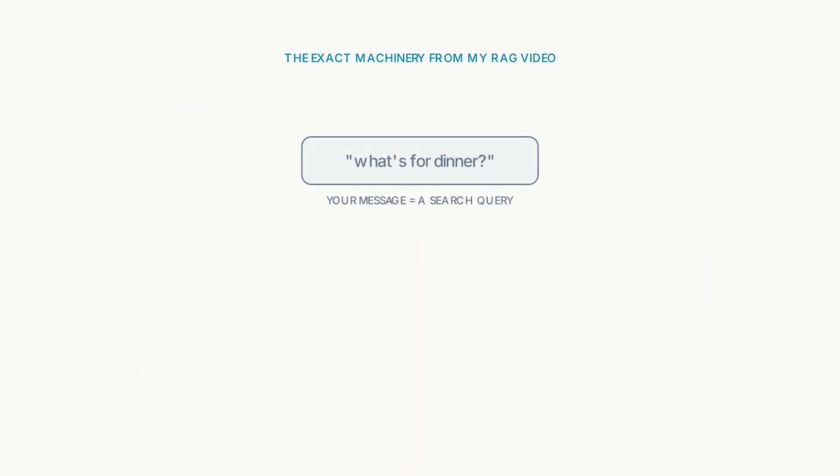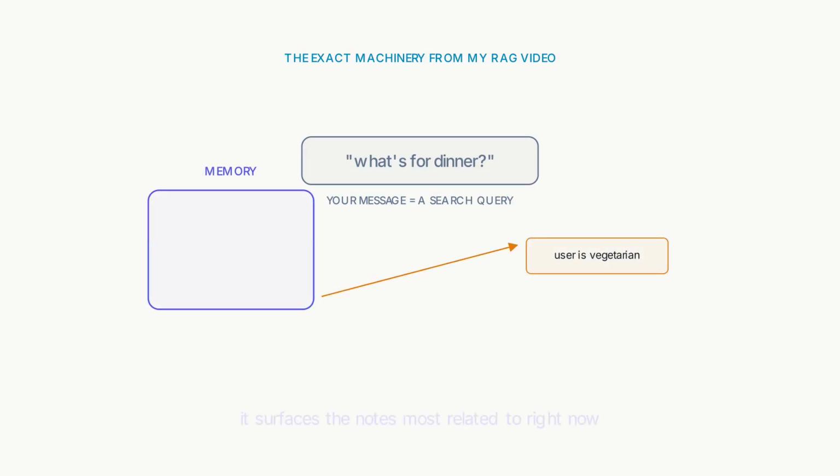And the way it does that should sound familiar. It's retrieval, the exact machinery from my video on RAG. Your current message becomes a kind of search query, and the agent searches its memory store for the notes most related to it. Ask about dinner plans, and it surfaces that you're vegetarian. Ask about the project, and it pulls up the deadline. The relevant past, and only the relevant past, comes forward.